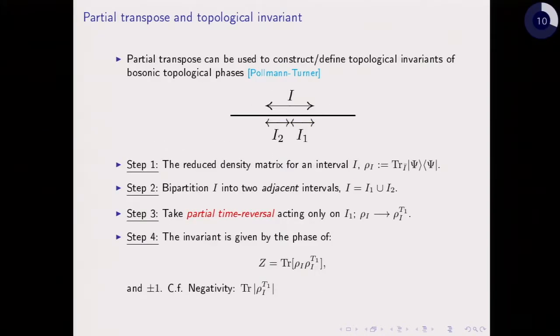subsystem has to be bigger than the bulk correlation length. Yeah, there's some constraint, yes. But you're right. It can be very small in topological systems. So it's actually relatively easy to compute.